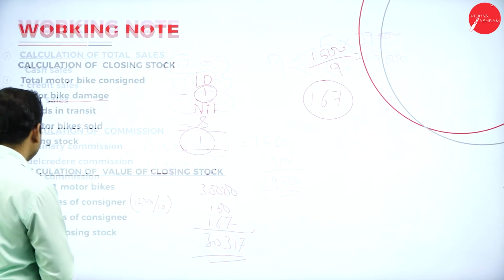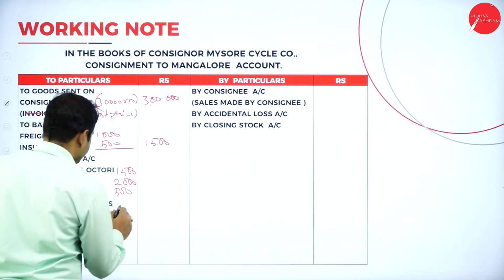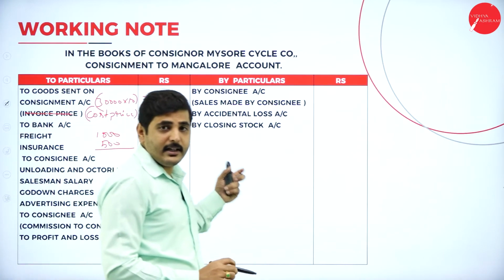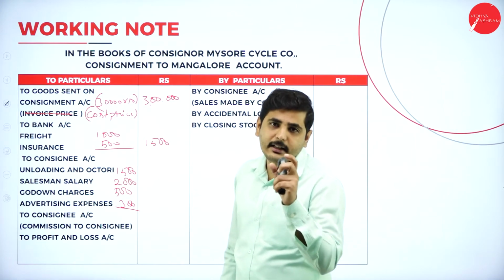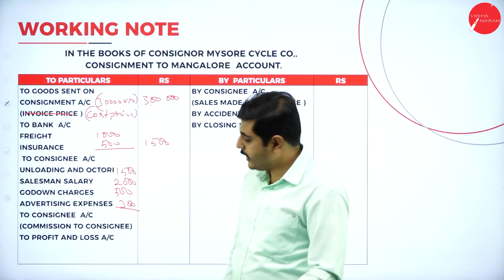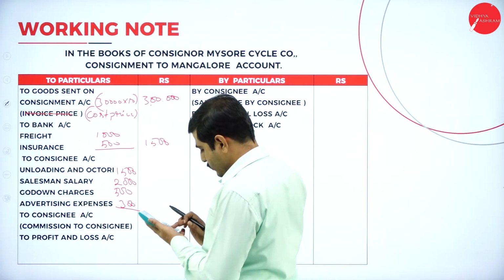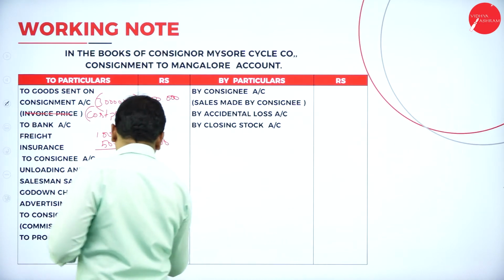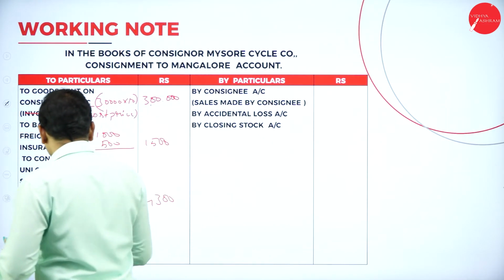Again, advertisement expenses, these are all indirect expenses. 300 rupees advertisement charges. While doing the consignment account, take both direct expenses and indirect expenses. But while calculating the closing stock, don't take indirect expenses, only direct expenses should be shown. Keep this in mind. So 1500 plus 2000 plus 500 plus 300, so you get 4300.